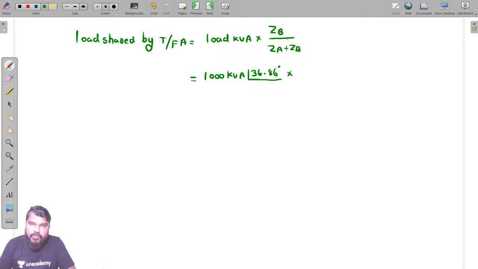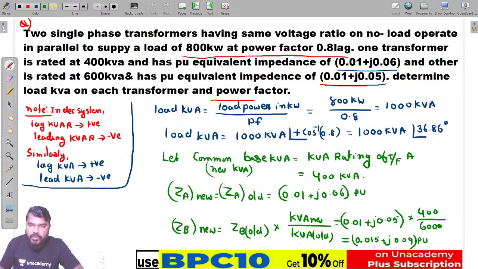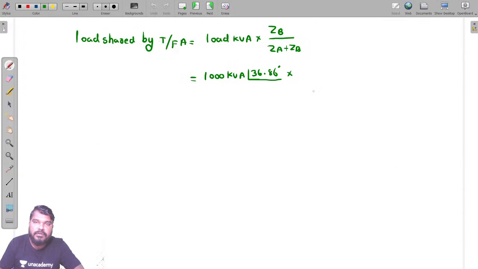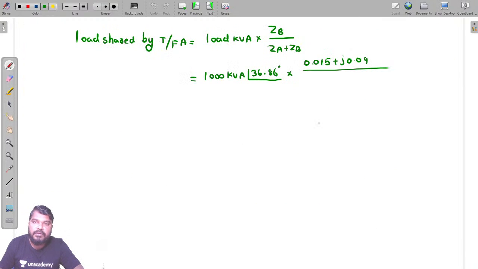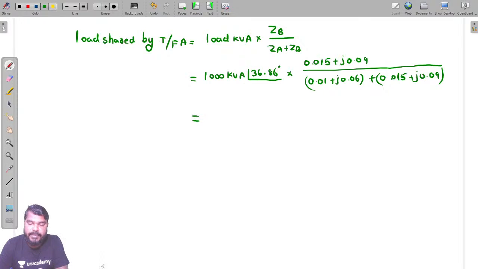Already we got this ZB new, 0.015 plus j 0.09, divided by ZA, which is equal to 0.01 plus j 0.06, plus 0.015 plus j 0.09. So now calculate, simplify this equation, and you will get the load shared by transformer A.